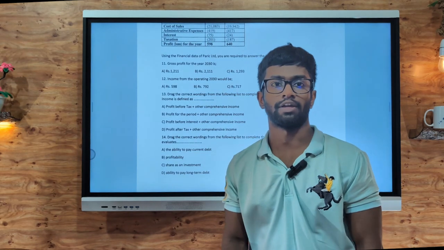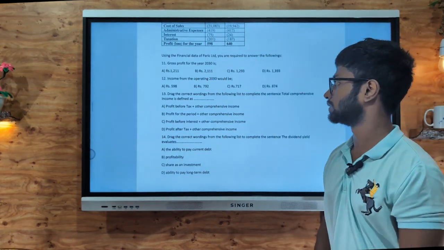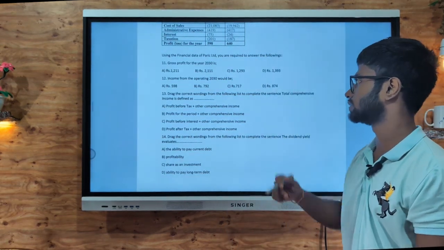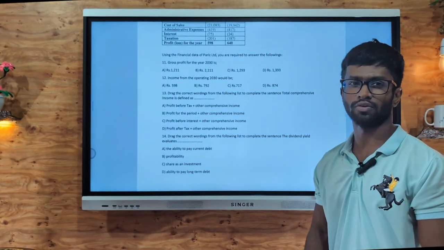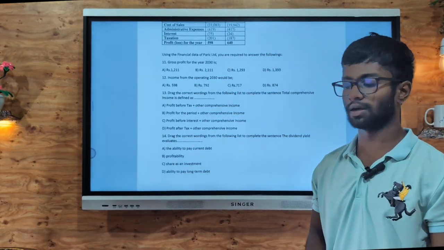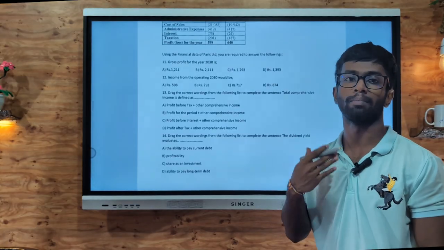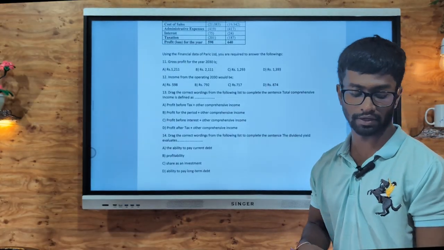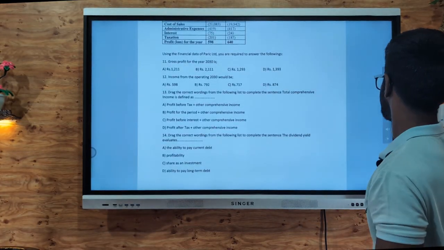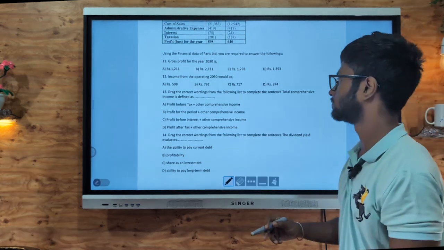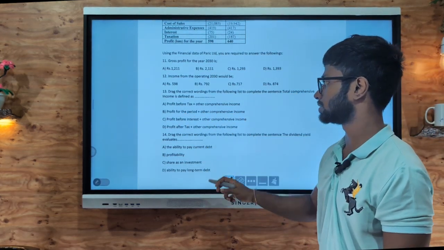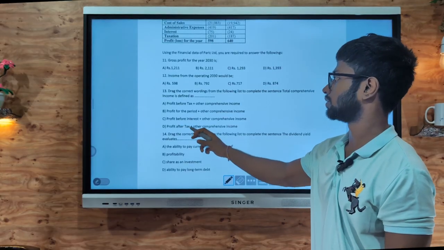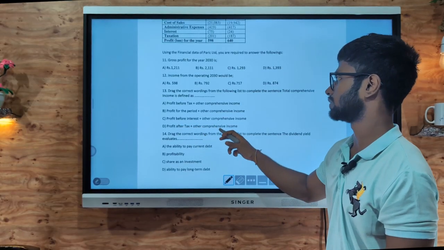Okay, next we can move on to the next question then. Our 13th question: drag the correct wordings from the following list to complete the sentence of total comprehensive income. So we have learned what total comprehensive income is. It should be the addition of profit after tax and other comprehensive income. So based on that, here it should be not profit before tax, profit for the period and other comprehensive income, not profit before tax, profit after tax and other comprehensive income.